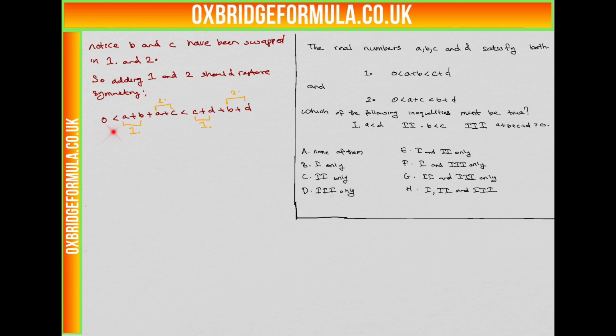So anyway, if we simplify this now, we're going to get 2a plus b plus c, so 1a from here, 1a from here, b and c from here, so 2a plus b plus c is less than 2d, so 1d from here and 1d from here, plus b plus c again. So the b plus c cancels out, and we're just left with 2a is less than 2d, and a is less than d. So this is precisely what condition 1 says, so that means that condition 1 is true.